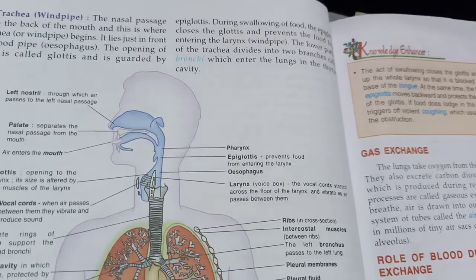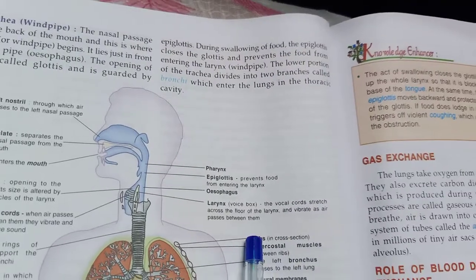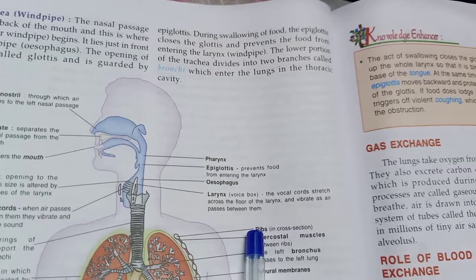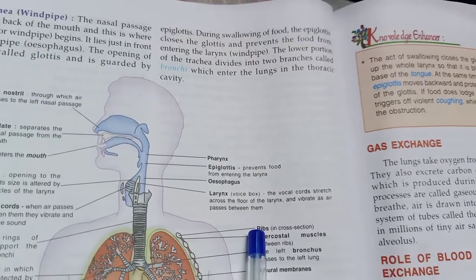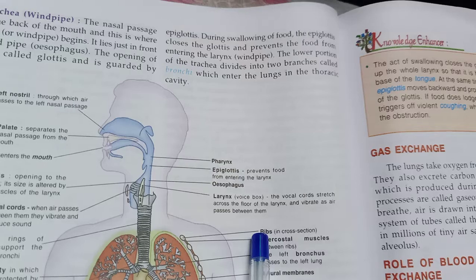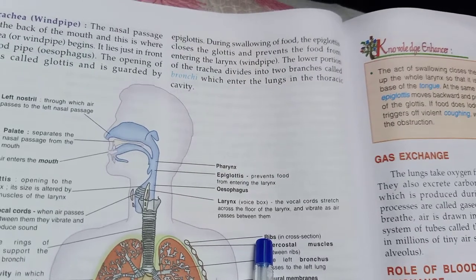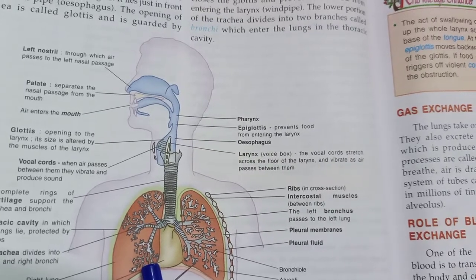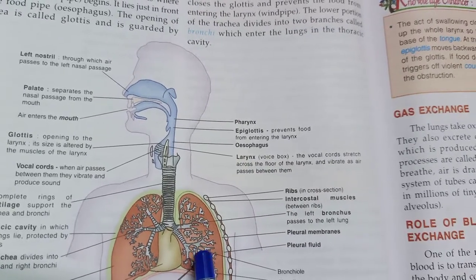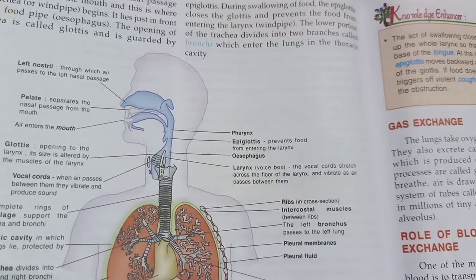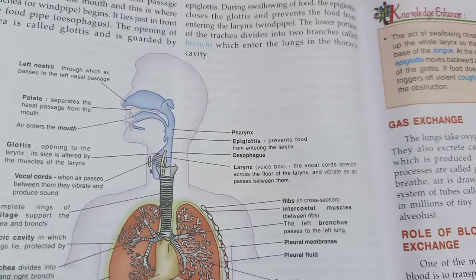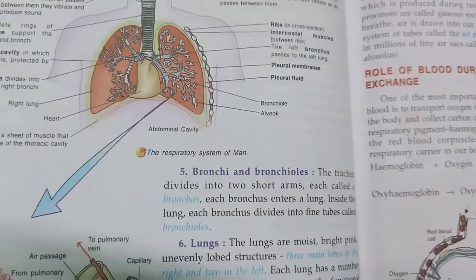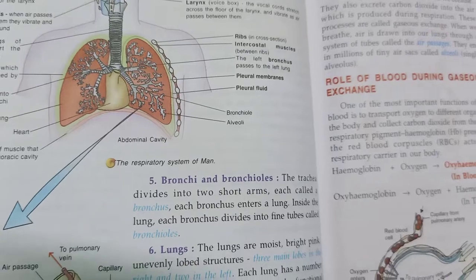Now during the swallowing of food, the epiglottis closes the glottis and prevents the food from entering the larynx or the windpipe. The lower portion of the trachea is divided into two branches called bronchi, as I'll show you in the diagram, the left bronchus and the right bronchus, which enter the lungs in the thoracic cavity. Now we see the next organ, that is bronchi and bronchioles.